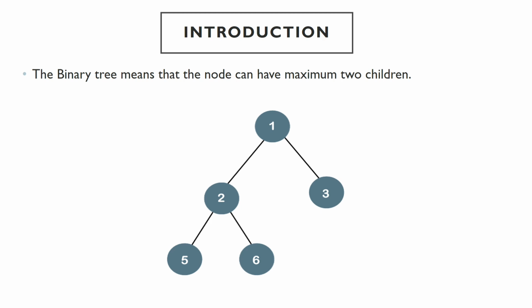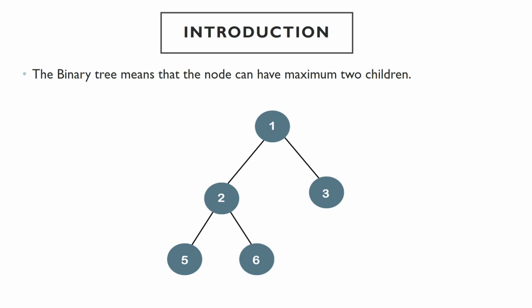Basically, a binary tree means that the node can have a maximum of 2 children. The name itself suggests that: 2. Therefore, each node can have either 0, 1 or 2 children. So, this is an example of a binary tree.